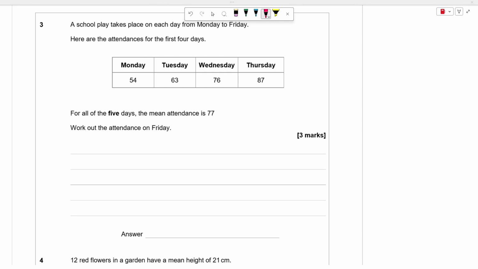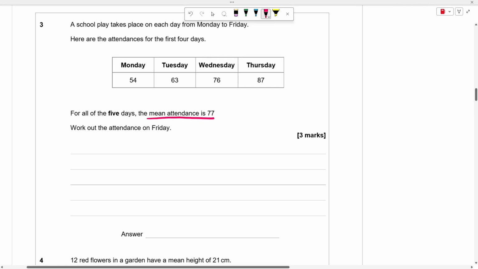Moving on to question 3, it says a school play takes place on each day from Monday to Friday. Here are the attendances of the first 4 days. And the question says that if all of the 5 days have a mean attendance of 77, work out the attendance on Friday.